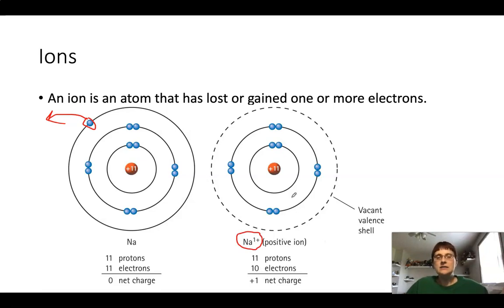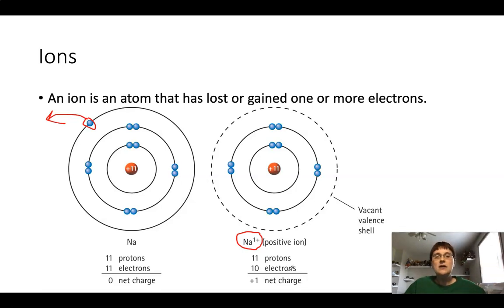This is because it's still going to have its 11 protons in the nucleus that it started with, but now there's an imbalance in the charge. It had 11 electrons, so they canceled each other out over here. So they had a 0 net charge. But now there's 1 more proton than there are electrons, so we now have a positive charge of 1.